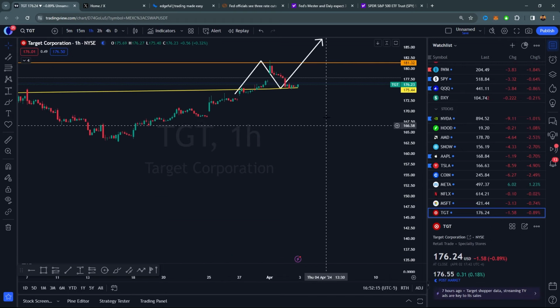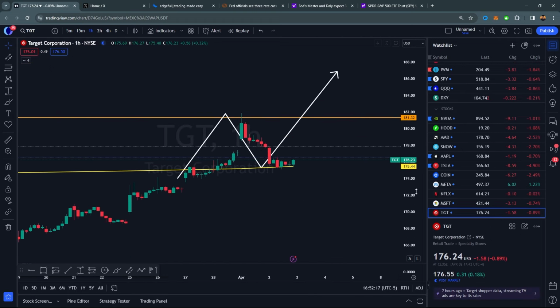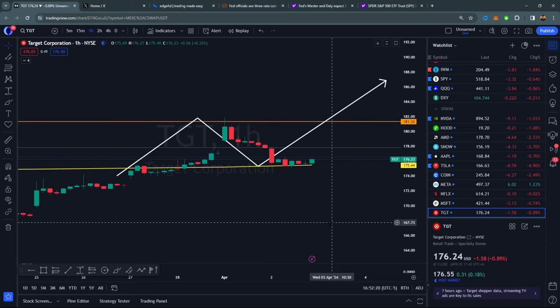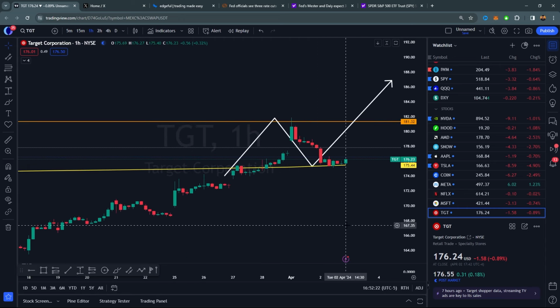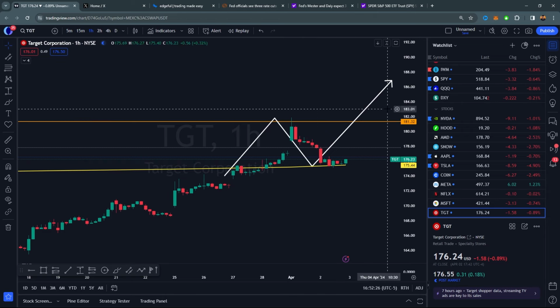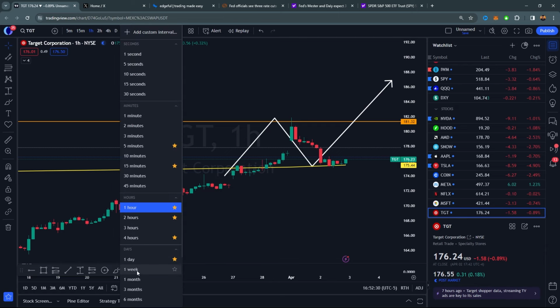My favorite stock right now is Target. Dear God, I love it. This is the stock that I bought more of today. Congratulations to your Discord. If you traded this into 181, got out, got back into this, it's beautiful. You broke to your key level, broke back down. This is by far my favorite stock out there right now.